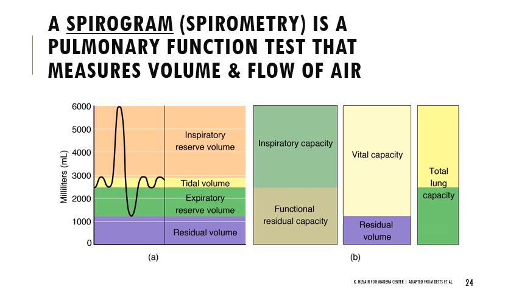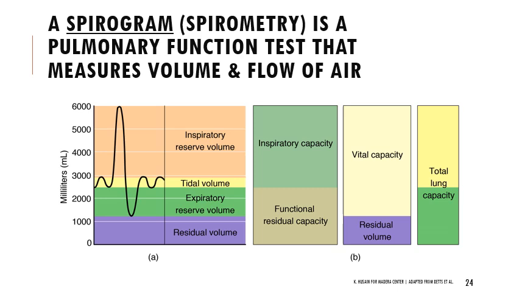So when we're thinking about how to get quantitative about this, we might use something called spirometry, which produces a spirogram. So this is a pulmonary function test that you might use in a clinical setting. It's used to measure the volume and the flow of air. So when we look at this, we look at different types of volumes.